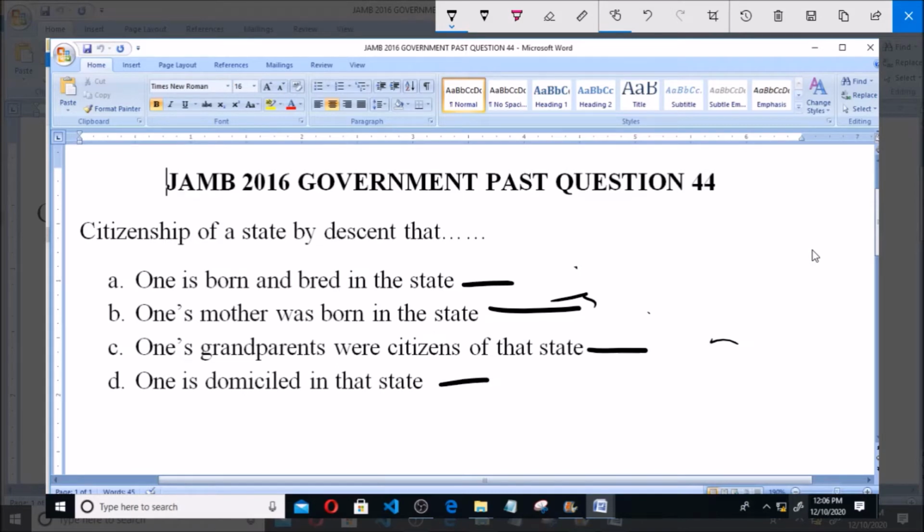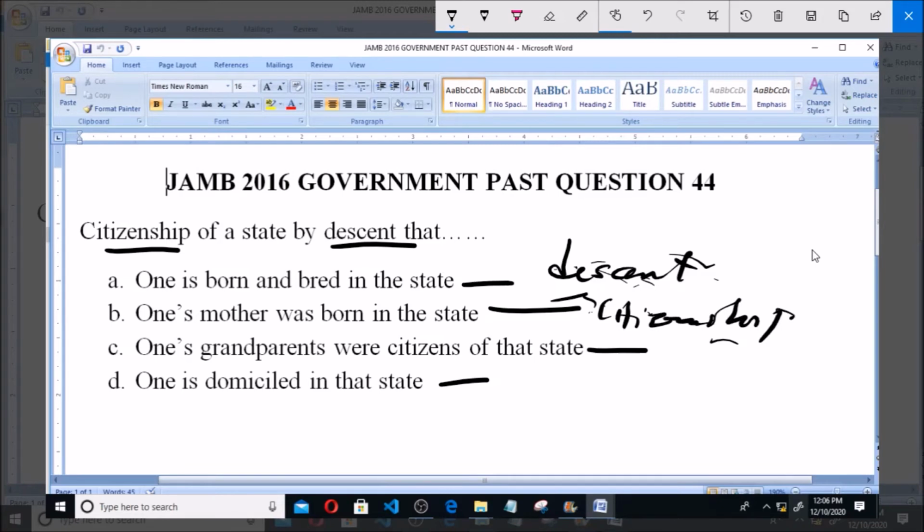So citizenship by descent means that one is born and bred in a state. So this defines citizen by descent. So this one is also a citizen. Citizenship. Then this is also a citizenship. This defines citizenship and citizenship. They are just the same as by birth.